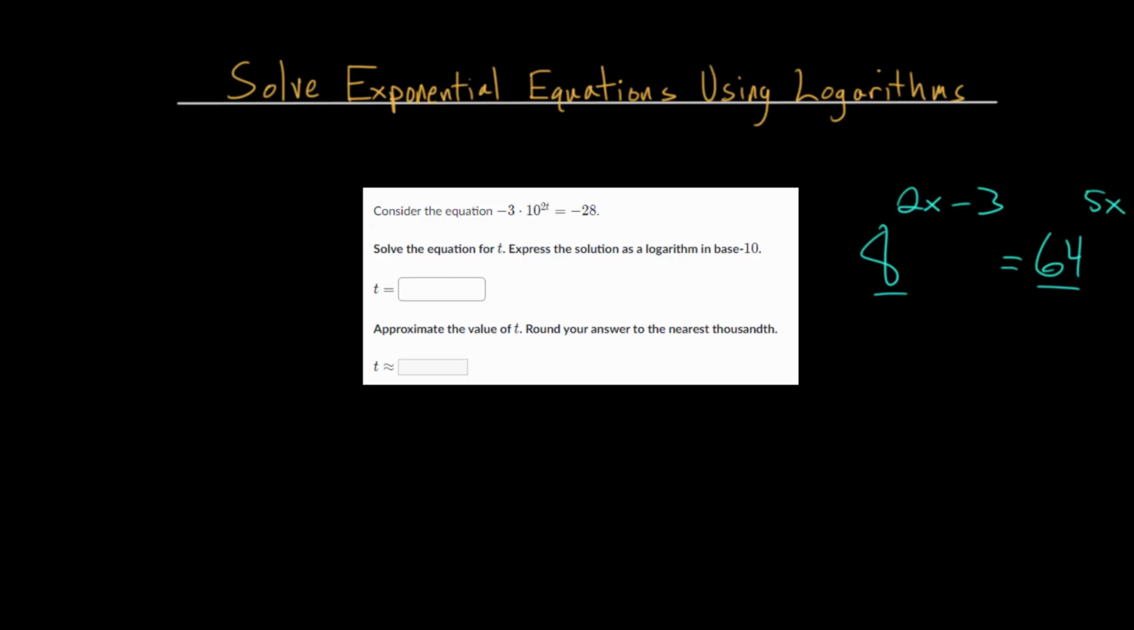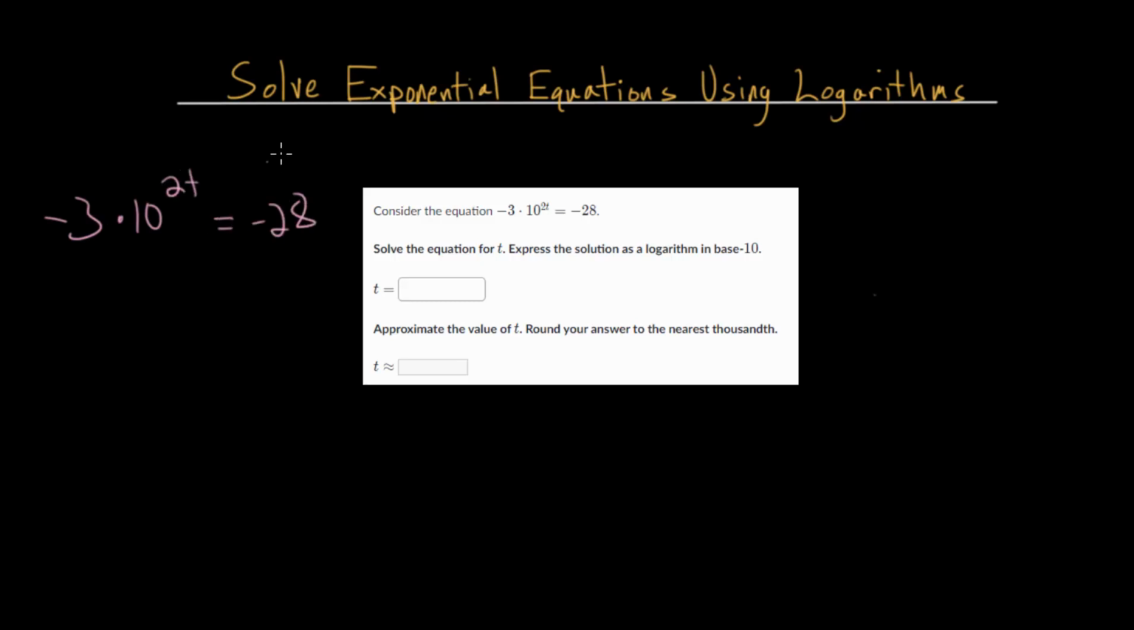But in these problems, we won't be able to use exponent properties since we won't be able to rewrite these with the same base. So we need a different strategy. So let's rewrite the problem first. We have minus 3 times 10 to the 2t is equal to minus 28. Now, the general idea with these is that we want to solve it for the exponential expression. Once we solve it for that, then we can rewrite this as a logarithm and solve it for t.